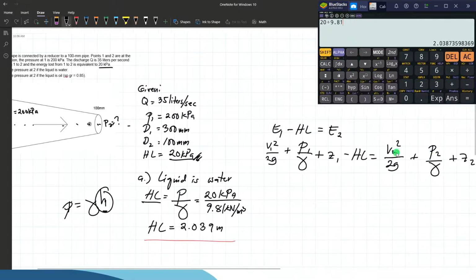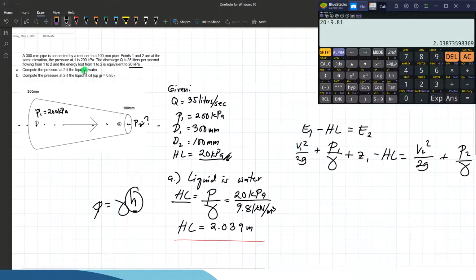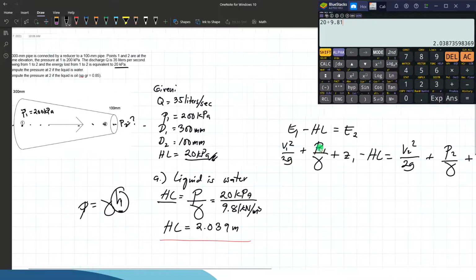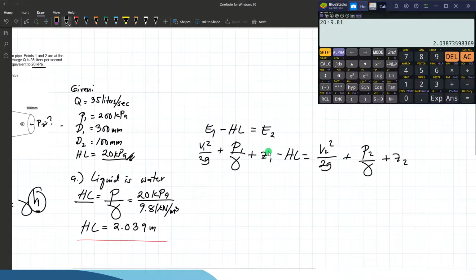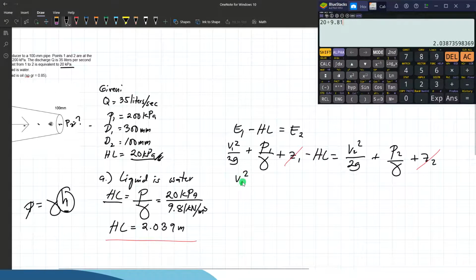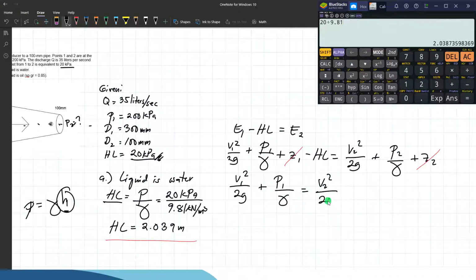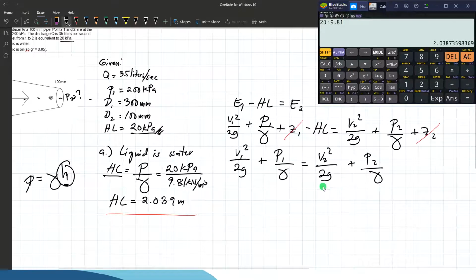So it is given here that the elevation at points 1 and 2 are the same. So our elevation head will be equal, so they will be cancelled out. Rewriting the equation, we have V1 squared over 2g plus P1 over gamma equals V2 squared over 2g plus P2 over gamma. So what is required here is pressure at point 2. We can now substitute the given values for velocity.